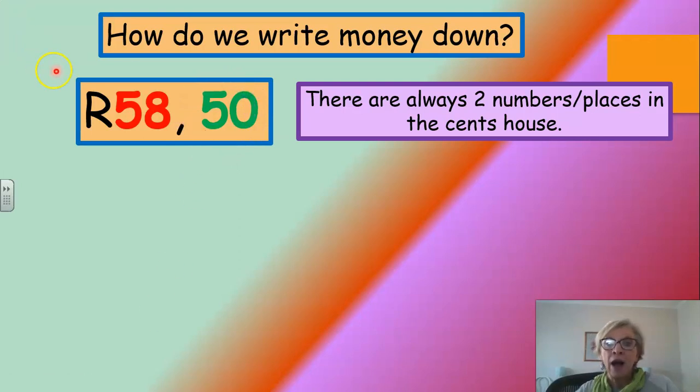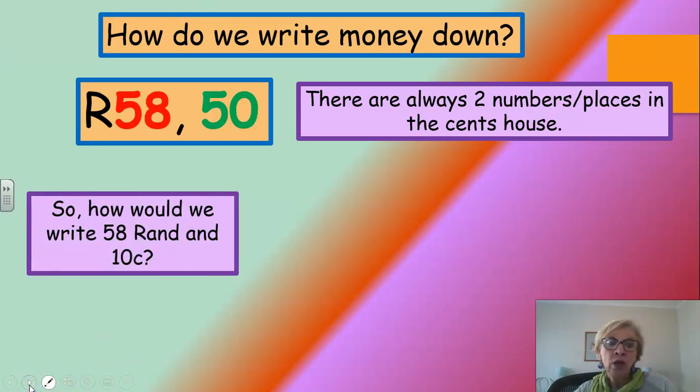Remember that our smart rands, who think they are very important, they go before the comma. They go in front. And behind them come the poor little copper-coloured coins, the 50 cent coin, the 20 cent coin, and the little 10 cent coin.